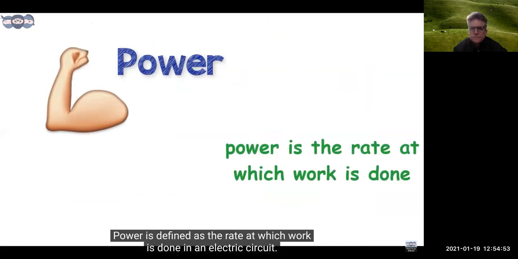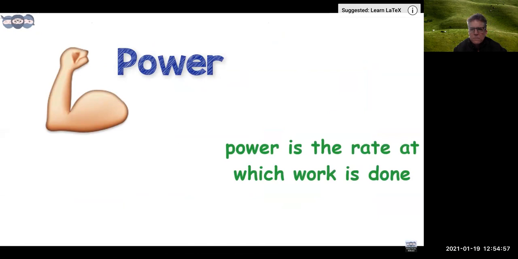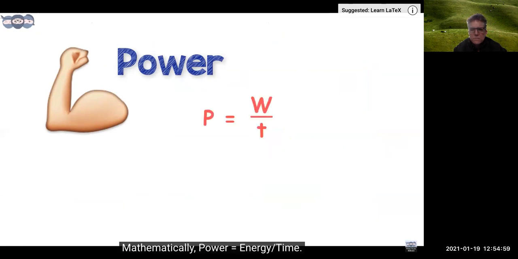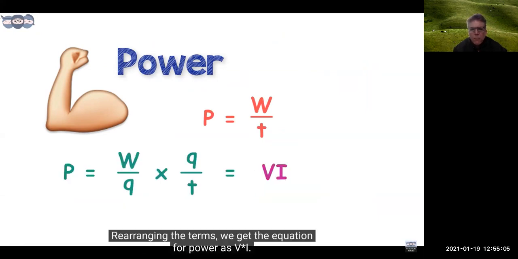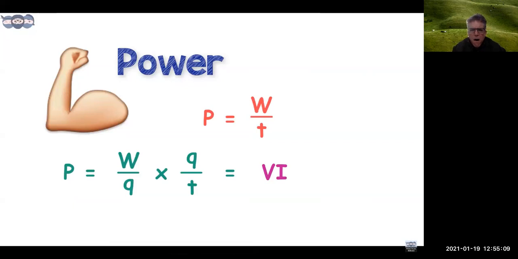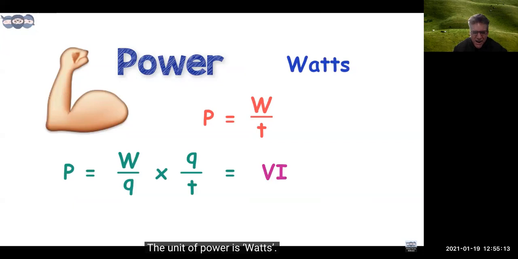Power is defined as the rate at which work is done in an electric circuit. Mathematically, power is nothing but the ratio of energy and time. Rearranging the terms, we get the equation for power as the product of voltage and current. The unit of power is watts.